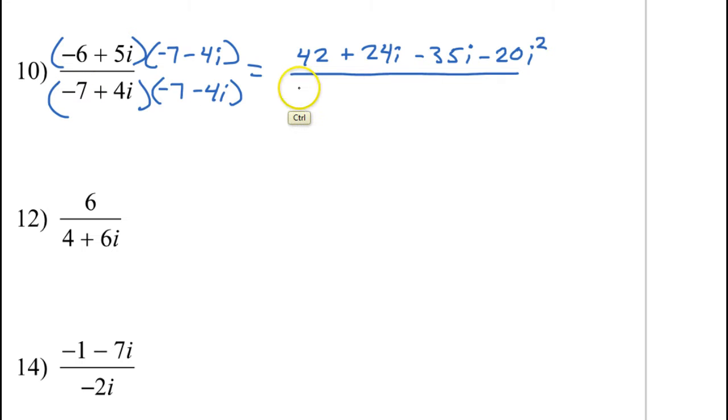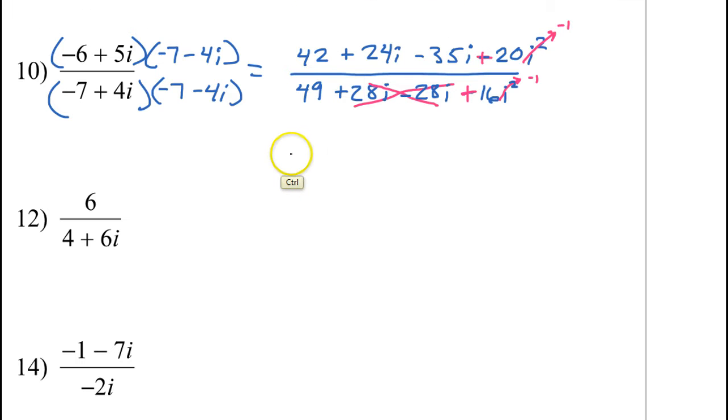Denominator. Negative 7 times negative 7 is positive 49. Negative 7 times negative 4i is positive 28i. 4i times negative 7 is negative 28i. And 4i times negative 4i is negative 16i squared. Remember that i squared is negative 1. So that's going to have the effect of changing this over to a positive 20. This i squared also is negative 1, so that's going to make this into a positive 16. The 28i and the negative 28i will cancel out.